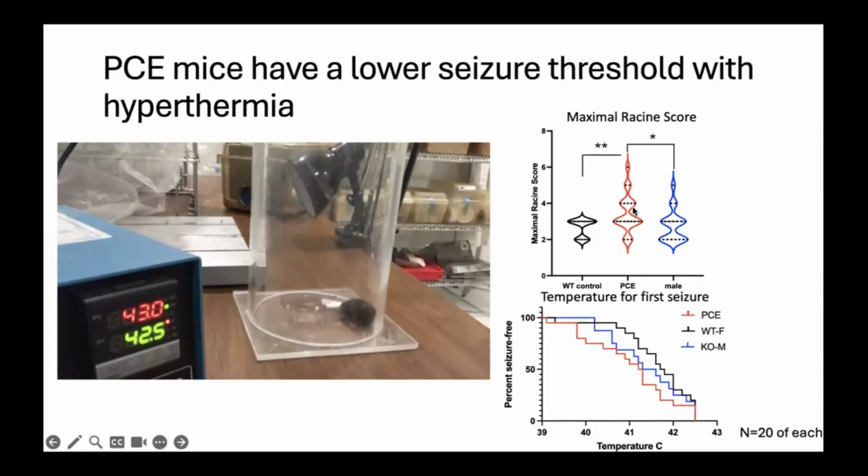So you see in our model, the PCE mice and the male knockouts are the only ones who have convulsive seizures, whereas the wild type females did not have any convulsive seizures. And they were more severe in the PCE mice up to a Racine level 6, where we actually had several mice die. We can also look at the temperature for the first seizure, and we found that there's a lower seizure threshold for the PCE mice compared to the wild type controls or the knockout males. Meaning that they'll have their first head jerks at a much lower temperature than the males, suggesting that they are more sensitive to hyperthermia.